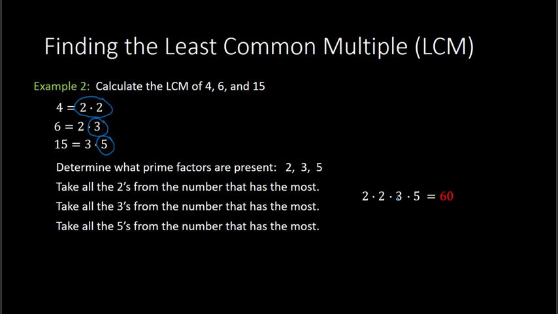And I can double check that, just do a quick mental check. If I were to find the multiples of 4, if I take 4 times 15, that gives me 60. So 60 is a multiple of 4. 6 times 10 is 60. So 60 is a multiple of 6 as well. And 15 times 4 would be 60. So 60 is a multiple of 15 also.